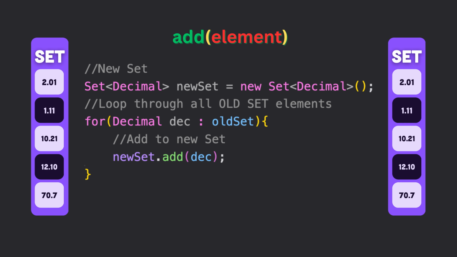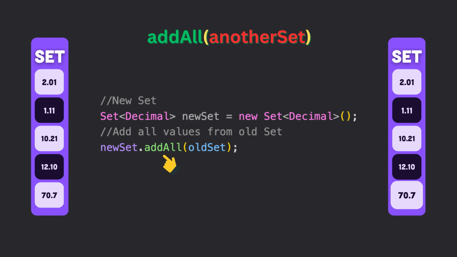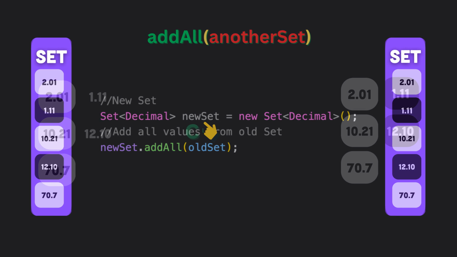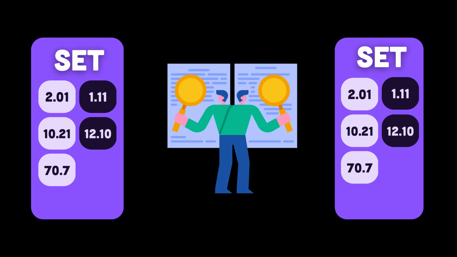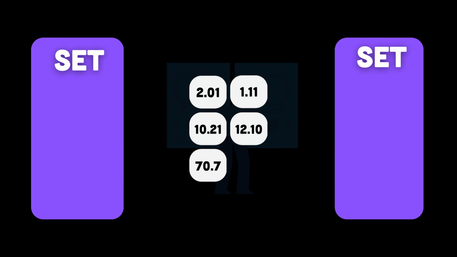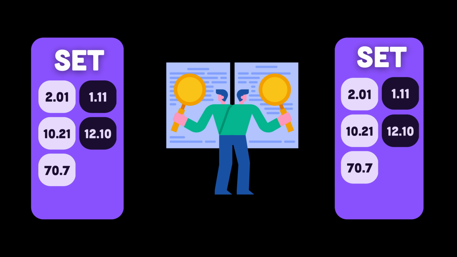Or we could use the addAll method once we declare a new set. But to simplify things, we can use the clone method, which will duplicate the old set and generate a new one. If we're ever in a situation where we want to compare two sets, we can use the equals method.